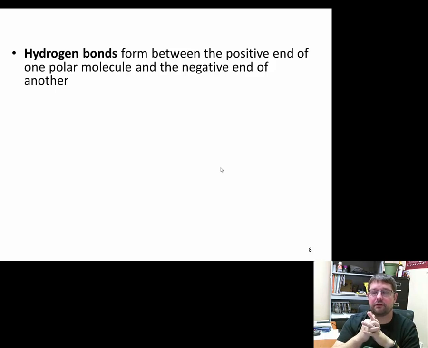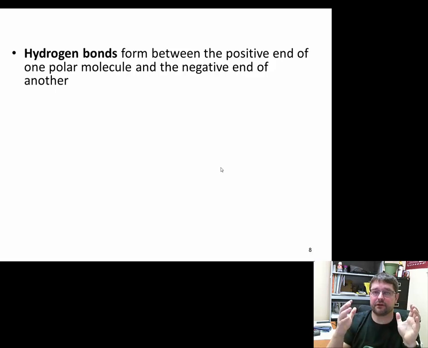Hydrogen bonds are kind of a unique situation, which is really the result of a hydrogen ion forming a bond between the positive end of one molecule and the negative end of another molecule. This is often the result of water. Now, water is a covalent bond, but the hydrogens attached to water will often form hydrogen bonds. This is what makes water what we call the universal solvent.